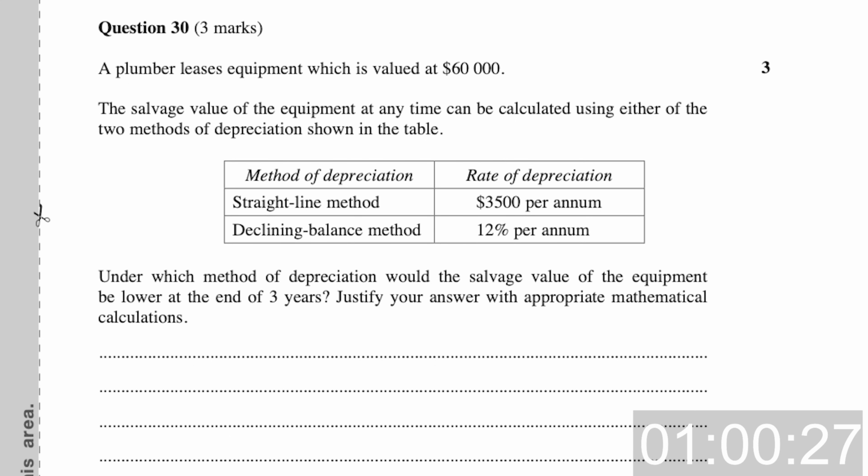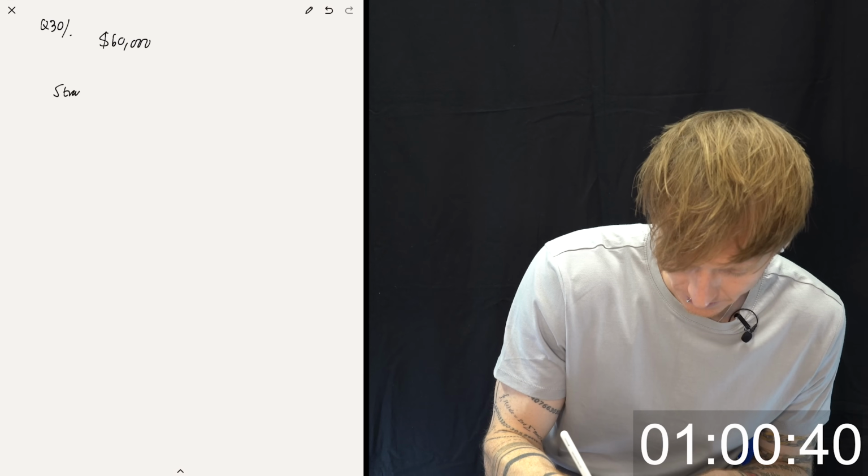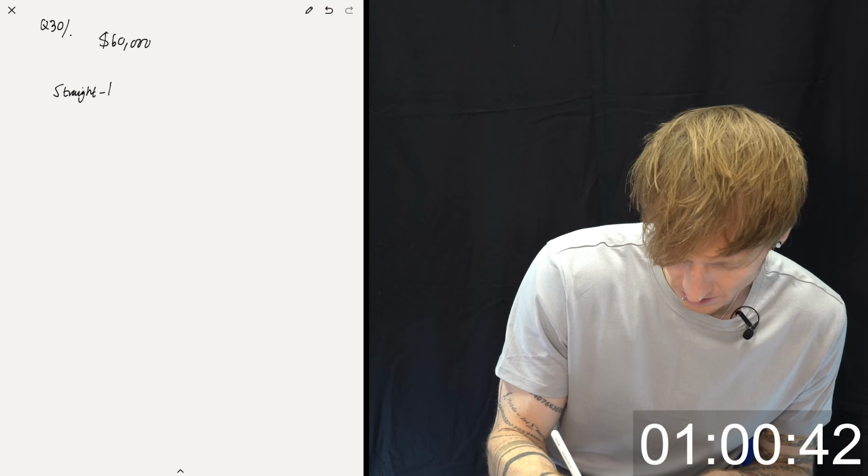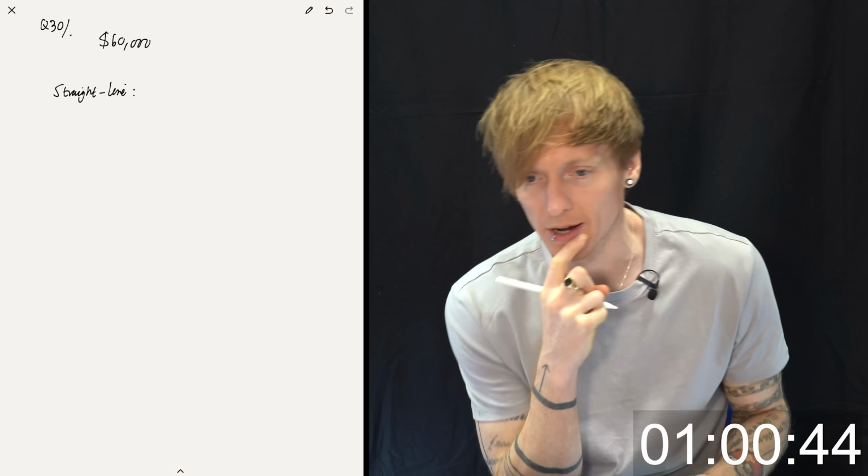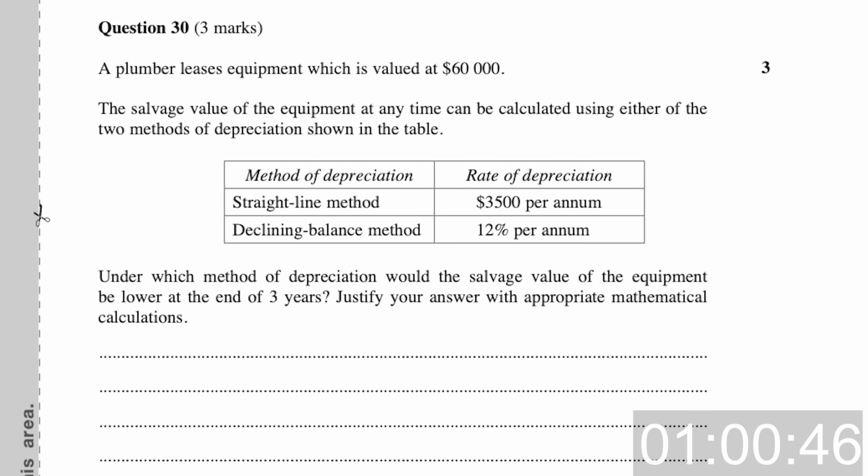The salvage value, anytime calculated using either of the two methods. Okay, under which method of depreciation would the salvage value be lower? Let's calculate them both. So the straight line method, so if we do the straight line, we are going to do 3,500 per year.